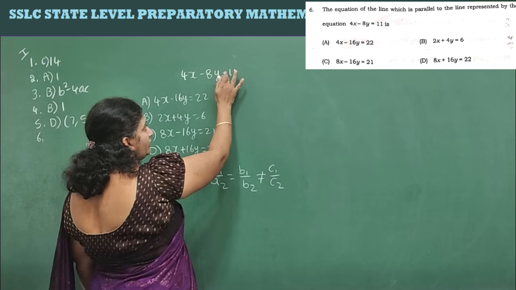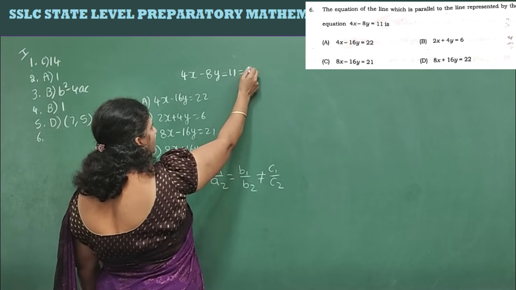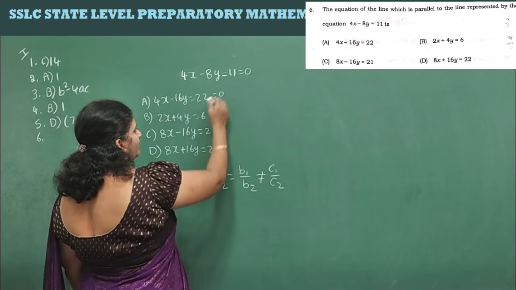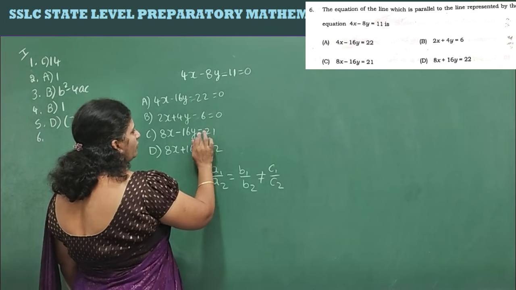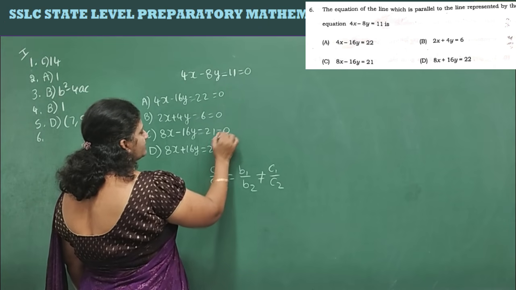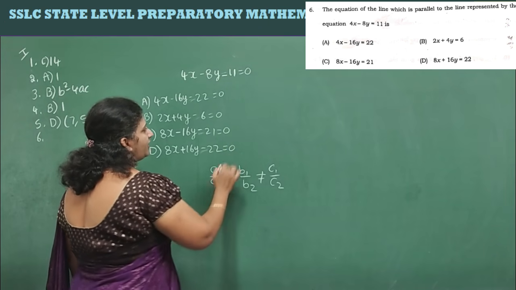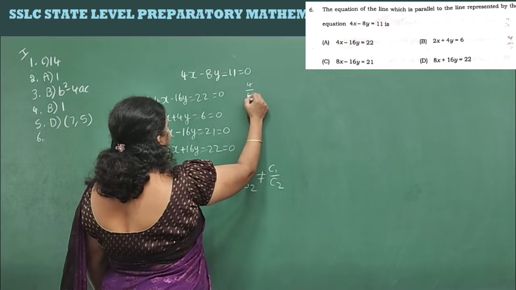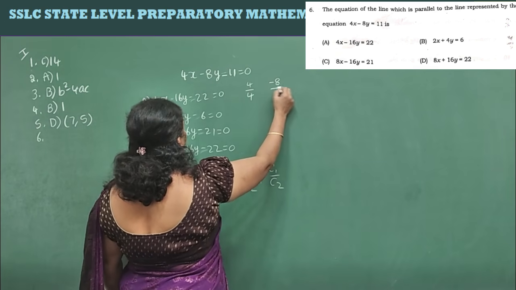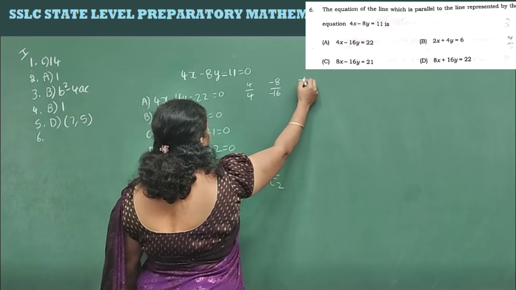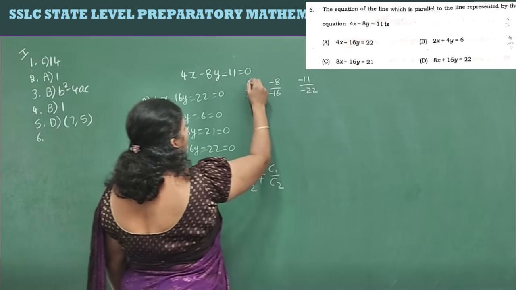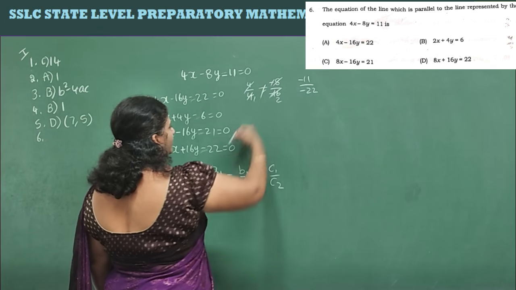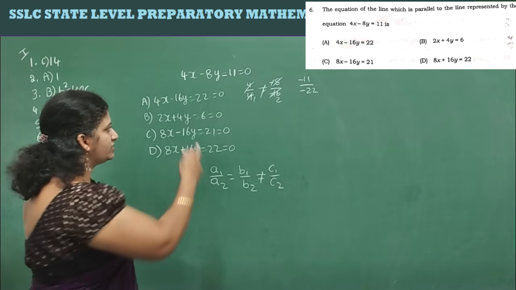So let me bring all the equations to this side. And here also when you have a plus, if it goes to the other side, that means transposing to the other side, it becomes negative. Right? Now compare A1 by A2, B1 by B2, C1 by C2. 4 ones are 4, 8 twos are 8. So 1 is not equal to 1 by 2. So this option is wrong.